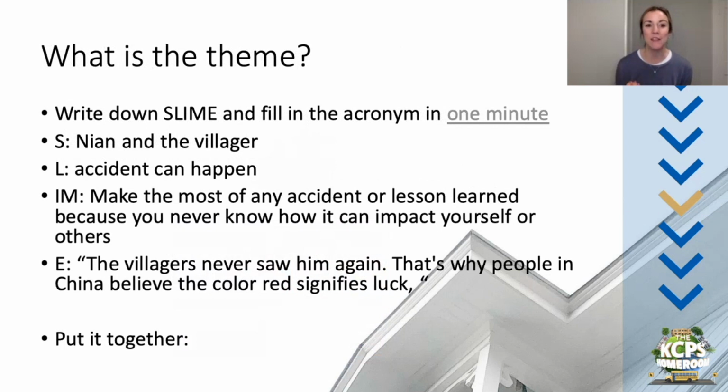The theme of the story is that accidents can happen, but oftentimes you can make more out of them than just a particular moment, whether it be something that impacts you or others in the future. So make the most of everything that happens. And that is our theme from this story.